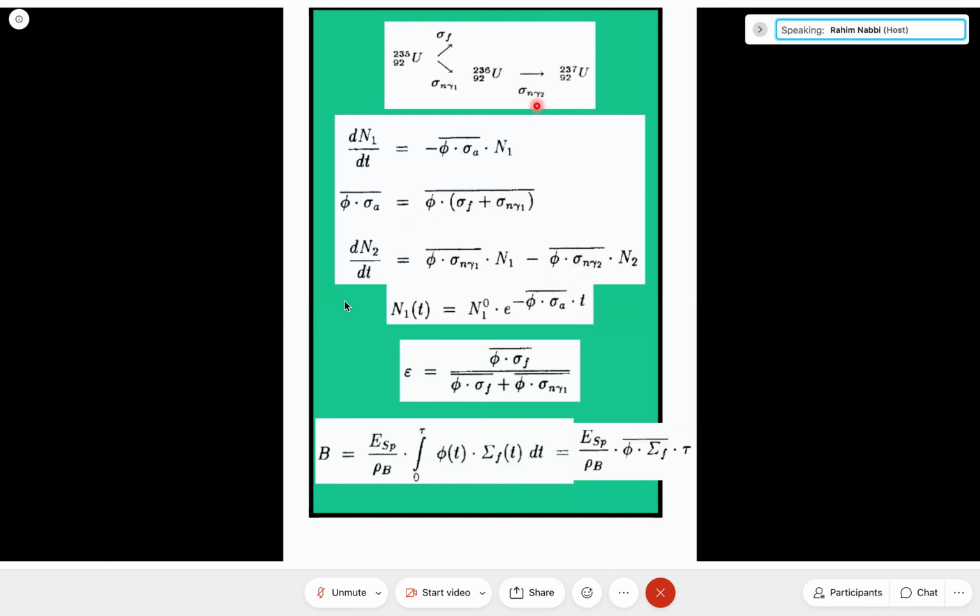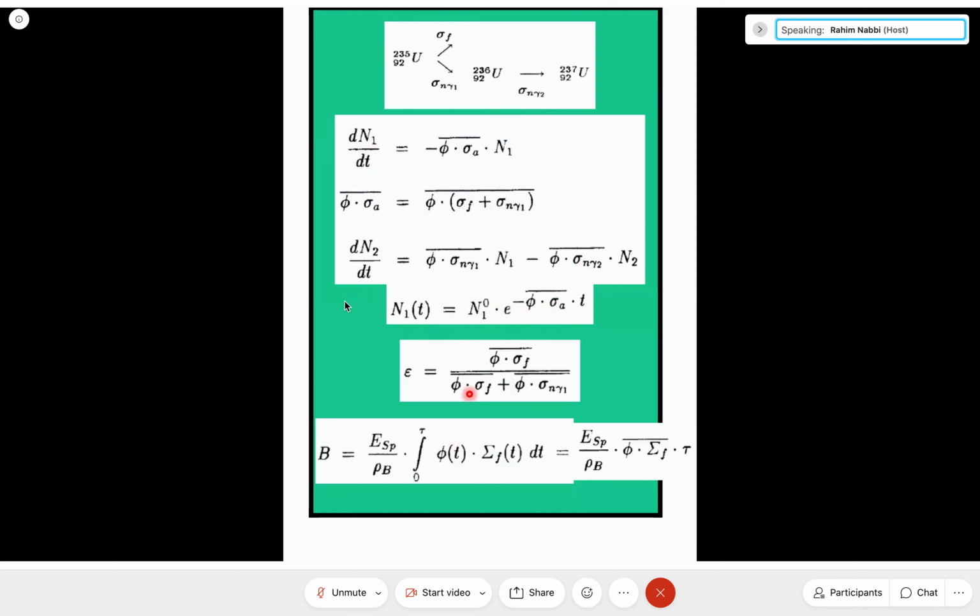That means capture, only capture. Good. So, if we go back to the first equation for uranium-235, then it is very simple to solve it. It's an exponential function. See here, and then you can insert here for N1, and you would get, of course, the solution for N2.